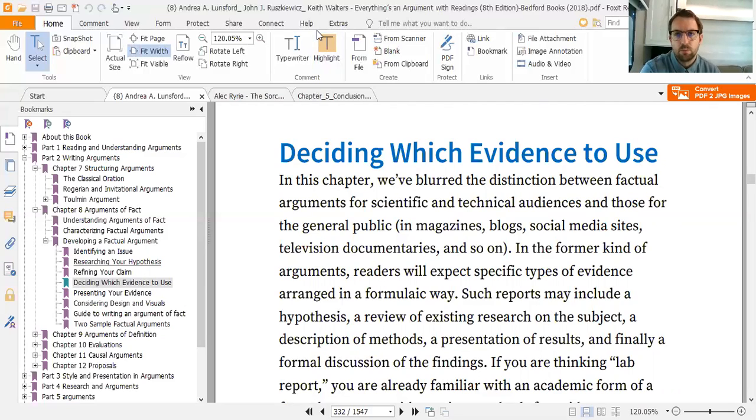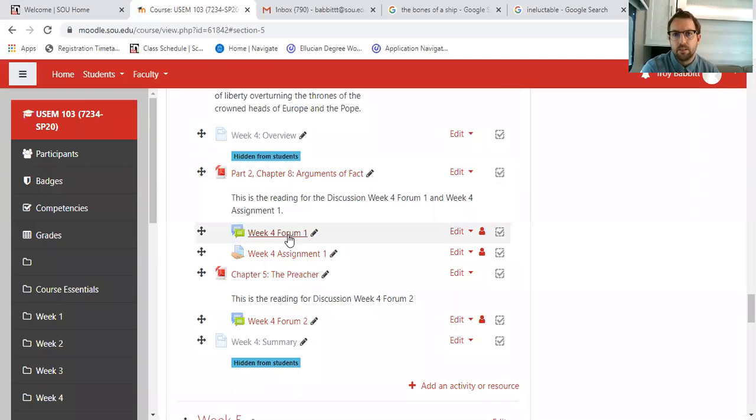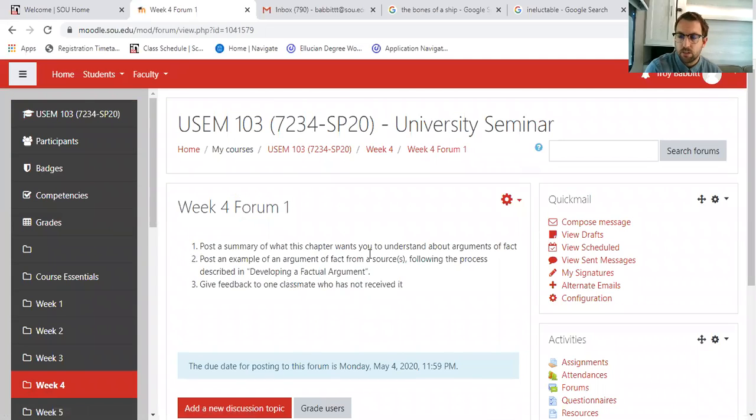If we get back to the Moodle, you're going to be reading the chapter, and then for Forum 1, you're going to be posting a summary of the chapter, what you understand, or what you think the chapter wants you to understand about arguments of fact. Just a short summary of that. And then post an example of an argument of fact from one or more of your sources, probably just one, but you can do more. You'll be using the portion of the text developing a factual argument to do that, and then giving feedback to a classmate.